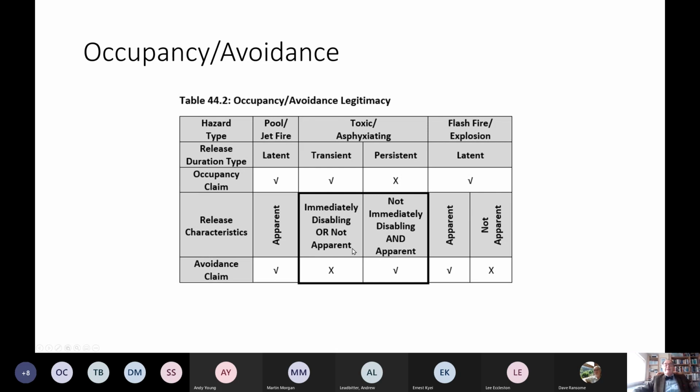Similar considerations again with avoidance for both of those. If the hazard is immediately disabling or would not be apparent, it's invisible and has no smell, or it would not give out immediately, that's nitrogen release perhaps, then you could make no claim for avoidance. But if it's not immediately disabling and would be apparent because of the odor, because of respiratory distress or whatever it might be, then potentially an avoidance claim would be a possibility, would be a legitimate claim that you could make as a conditional modifier.